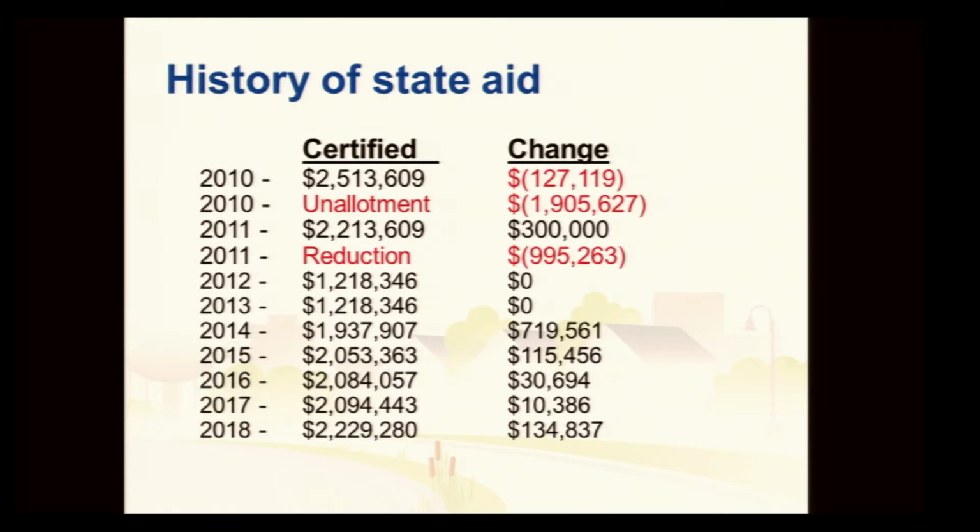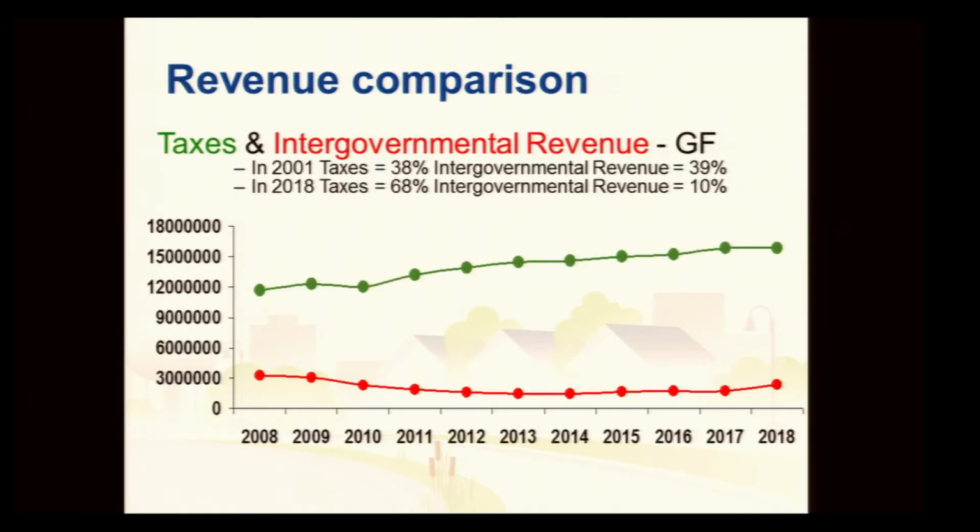Just a history of state aid. You can see down there in 2018, we're going to realize a $134,000 increase in state aid from 2017. Just a little revenue comparison here. In 2001, taxes were 38% and intergovernmental revenues were 39% of general fund revenues. However, that meant a big shift. Since that time, in 2018, they're now 68% for taxes and 10% for intergovernmental revenue. And also, everything I've gone through here, I have incorporated the proposed $1.15 million in there. So all the numbers here have that factored in, just for your reference.